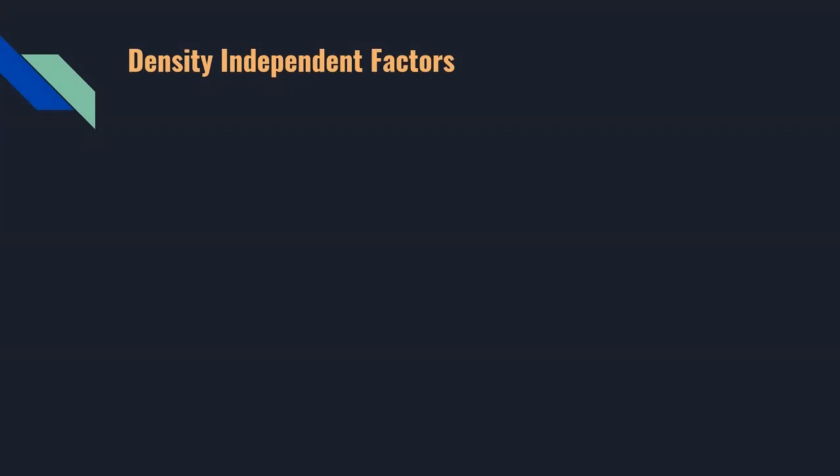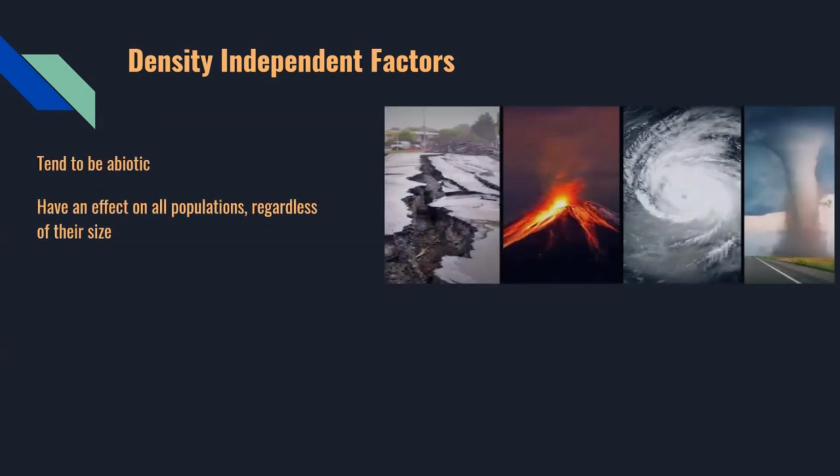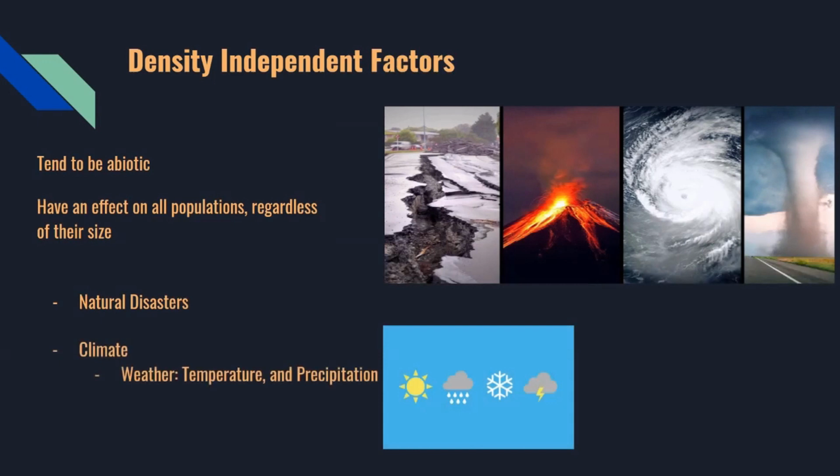Now, for density-independent factors, these are mostly abiotic, and they have an effect on all populations, whether they are large or small. And so these are things like natural disasters. A volcano eruption and a hurricane are going to kill the same amount of organisms if the population is larger or smaller, it does not matter. Same thing with regular climate changes like temperature and precipitation. The change in the seasons is going to affect all of the organisms of the population, no matter the size.